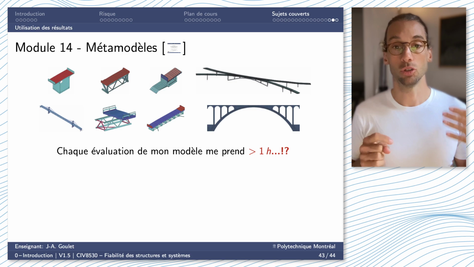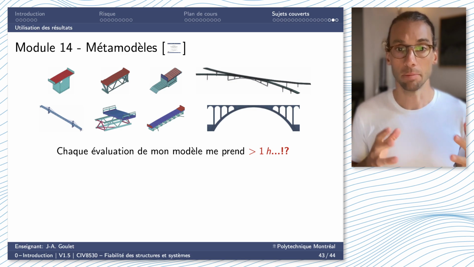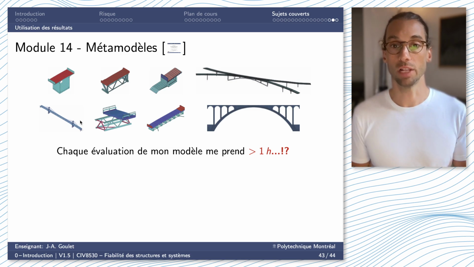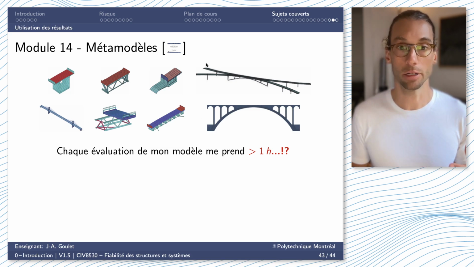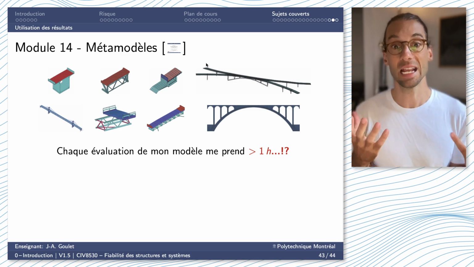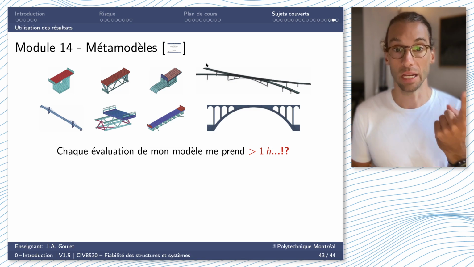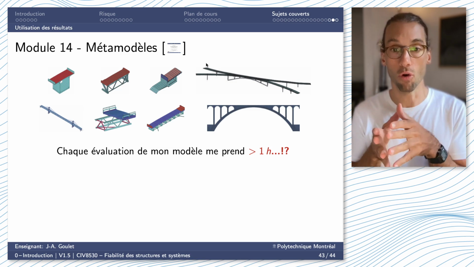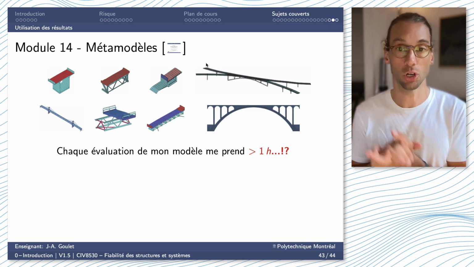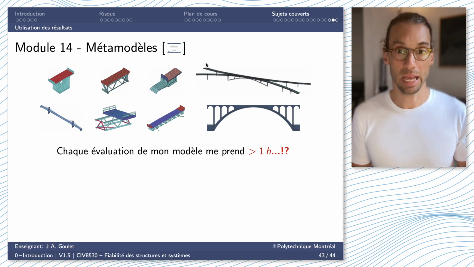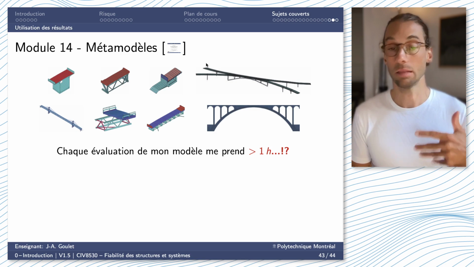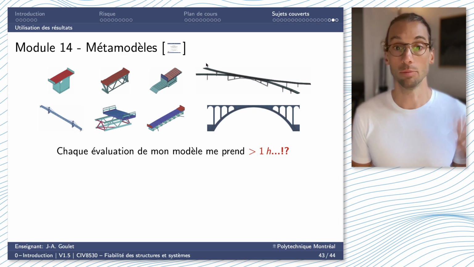Finally, our last module, module 14, is going to be meta modeling or surrogate modeling. What happens if your reliability analysis involves a model that can take minutes, if not hours, if not days of compute time to obtain one evaluation? In order to perform either FORM analysis or apply Monte Carlo simulation, we might need tens, if not hundreds, if not thousands of runs of our model. That might lead to unacceptable computational demand.